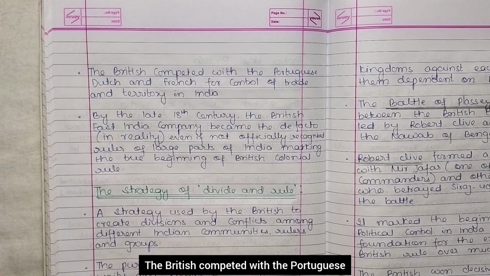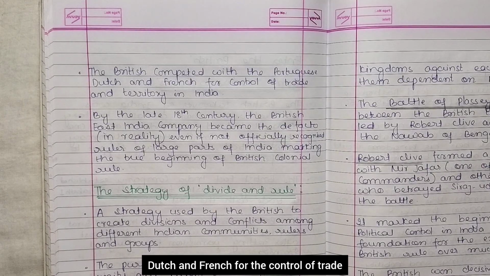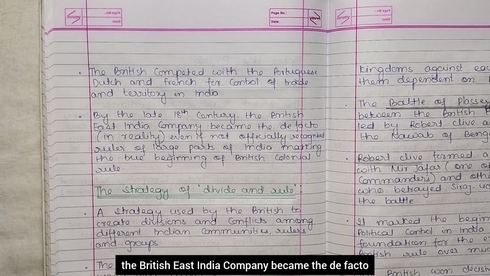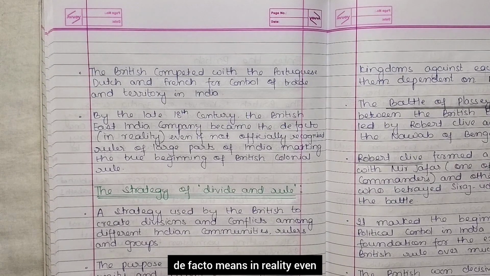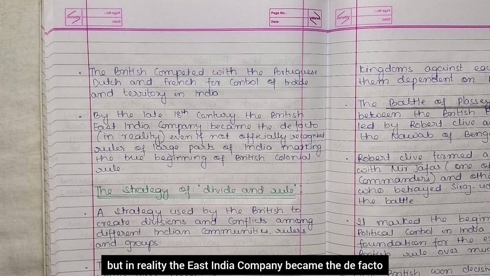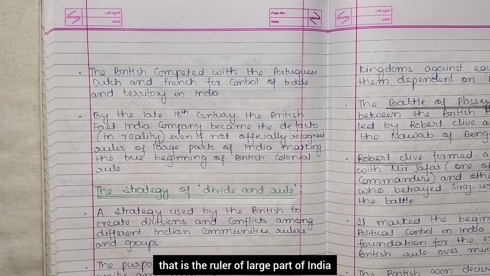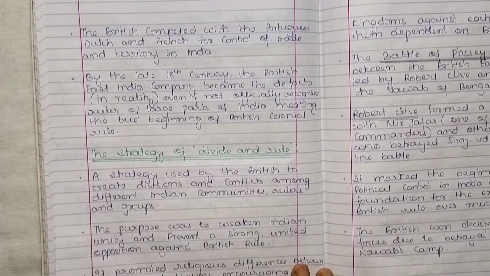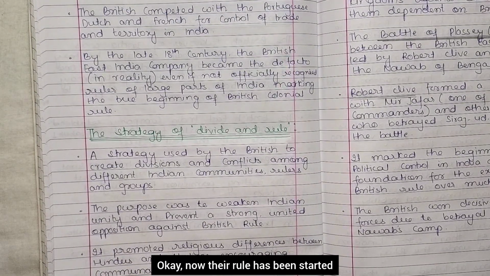The British competed with the Portuguese, Dutch, and French for the control of trade and territory in India. By the late 18th century, the British East India Company became the de facto ruler, meaning in reality, even if not officially recognized, the ruler of a large part of India, marking the true beginning of British colonial rule. Okay, now their rule has started.